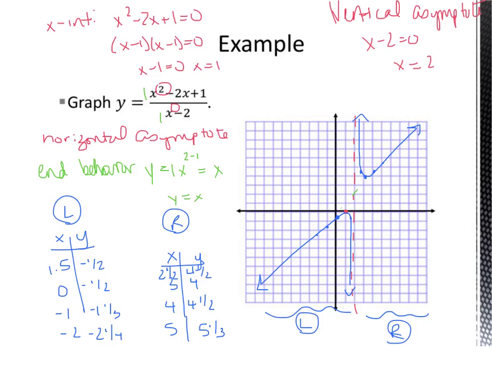Alright, and if you were going to do domain and range, domain is going to be all real numbers except 2, and range is going to be all real numbers. Nope, just all real numbers. There's no exception because there was no horizontal asymptote. Alright, that's the bulk of 9.3.